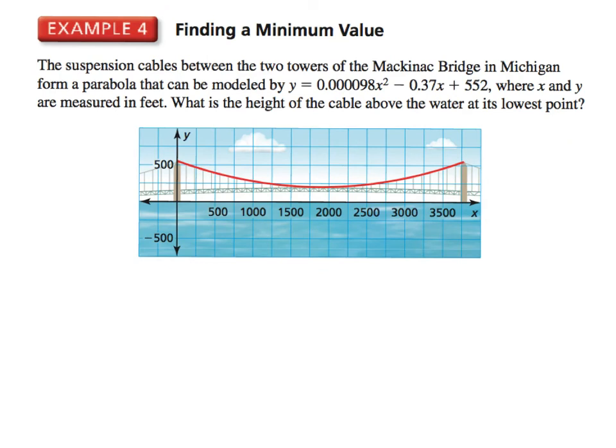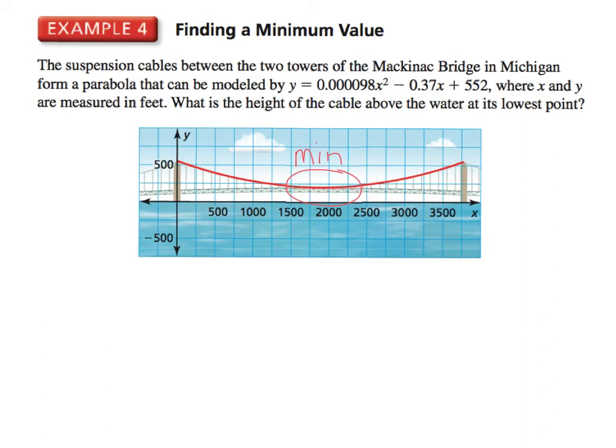So example 4, finding a minimum value. The suspension cables between two towers of the Mackinac Bridge in Michigan form a parabola that could be modeled by y equals and then this really long function, where x and y are both measured in feet. What is the height of the cable above the water at its lowest point? So we want to find somewhere in here the minimum.